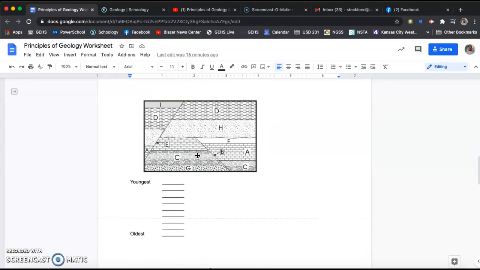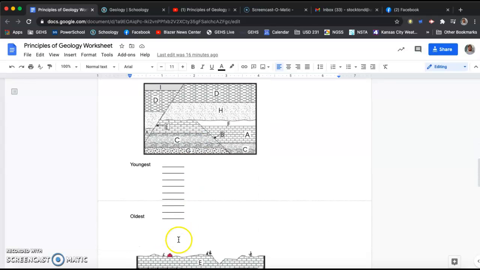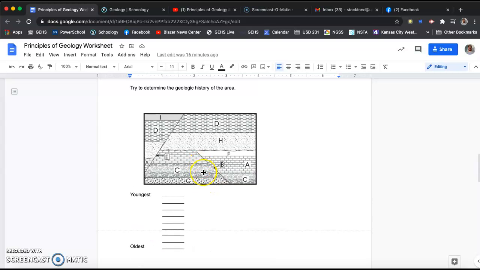Here, another one. This one, I don't ask you to give me the history, but this one's pretty complicated. Pay attention to the angles. Which one is oldest? Which one is youngest? Pay attention to what's on top of the other ones. These are earthquake fault lines. That's in the key.